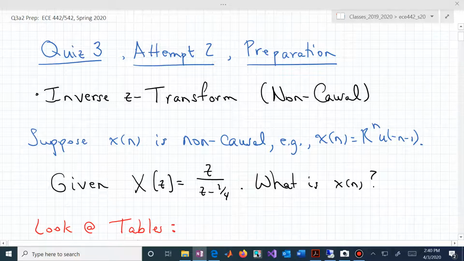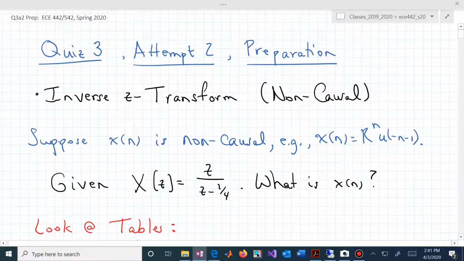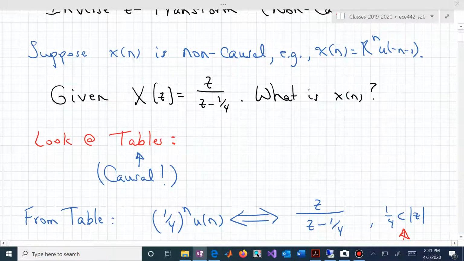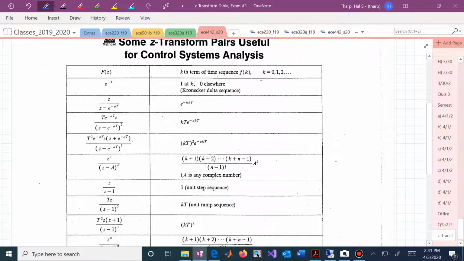And if you look at the tables, I always seem to have an issue with this coming back after going to the camera.